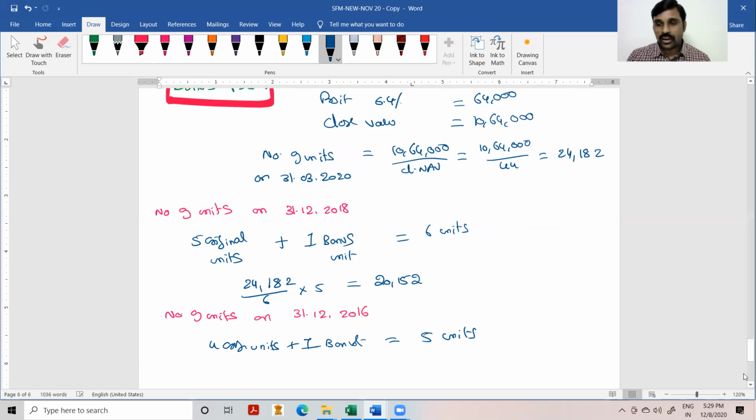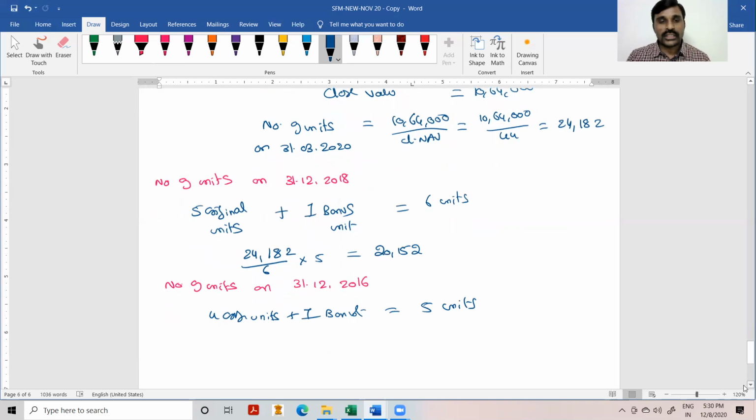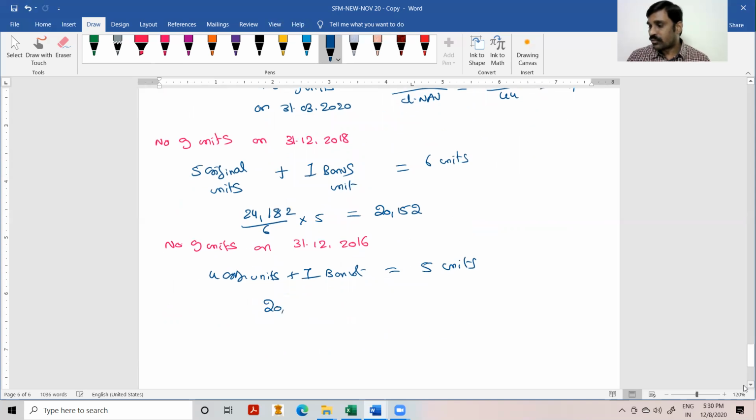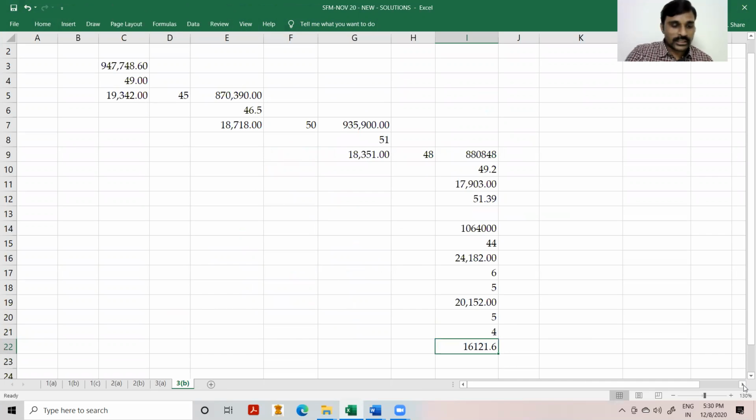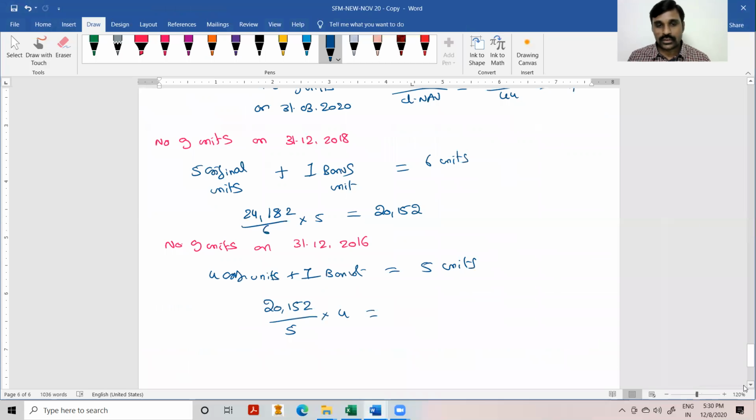So 20,152 is 5 units, and before that it is 4 units. So 20,152 divided by 5 into 4 gives 16,122 units.